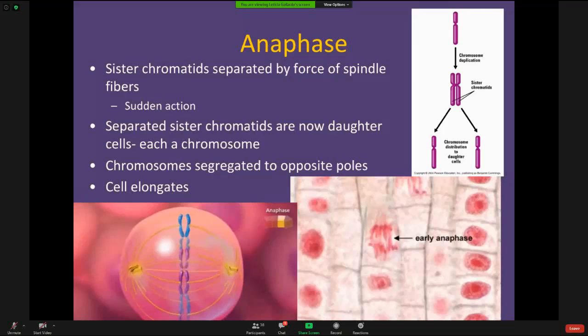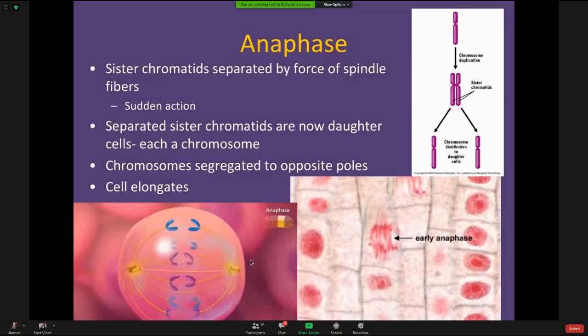Okay, so the spindles are pulling from opposite ends, and the instant that those sister chromatids pull apart, you are now in anaphase. And then as anaphase progresses, the spindle fibers start to retract to opposite ends of the poles. And in that process, they're going to pull one of each sister chromatid to either end of the pole, what's going to be designated as the two new cells that are going to be forming. So here you can see anaphase where there's two distinct clusters of genetic material.